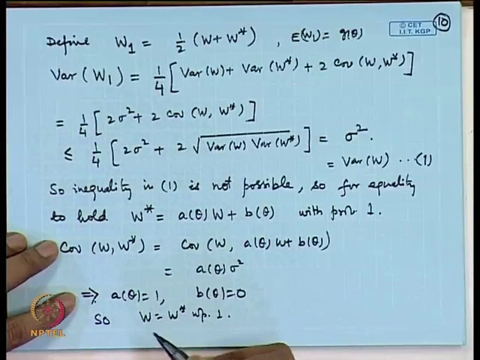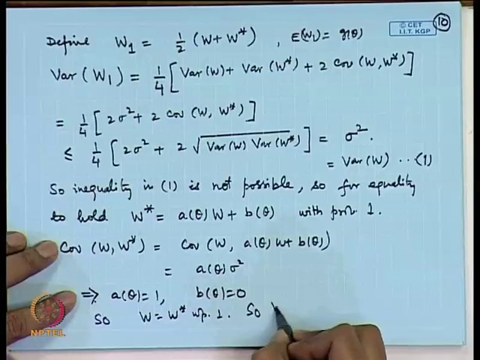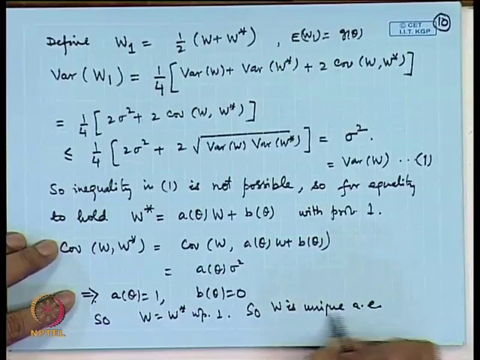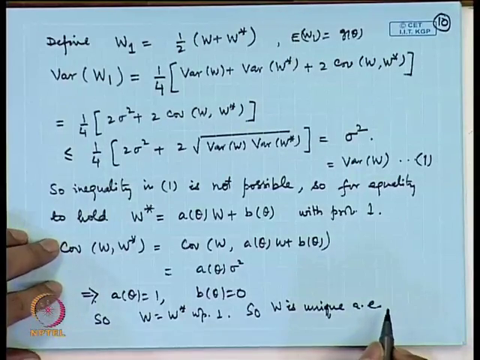That means, W is unique almost everywhere. So, you can't have two different unbiased MVUEs. If they are two different, then they are equal almost everywhere. Now, next I give a necessary and sufficient condition for an estimator to be UMVUE.